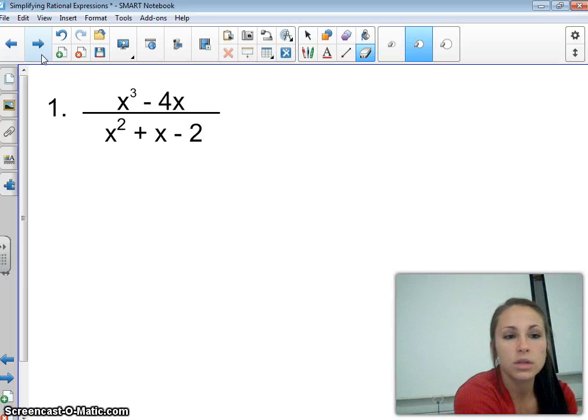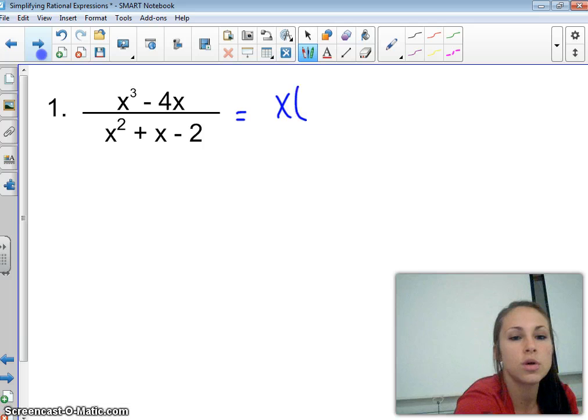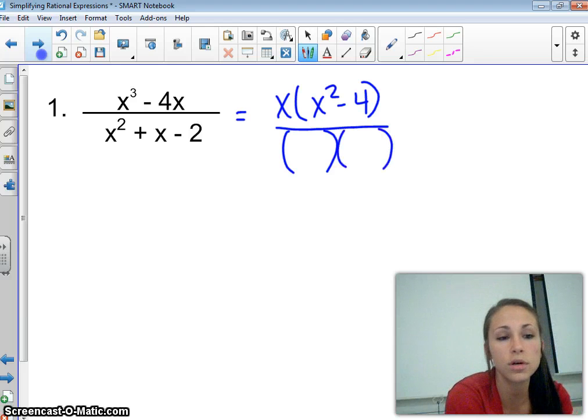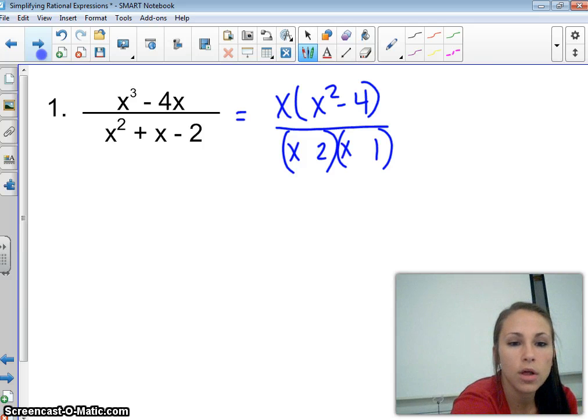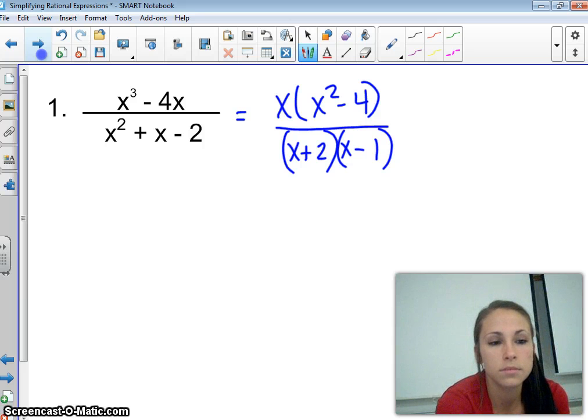So we've got to factor this. In the top, the first thing I'm going to do is factor out a GCF. So I'm going to factor out an x, and that'll leave me with x squared minus 4. If I factor the bottom, I'm just going to backwards FOIL, or factor that out into 2 parentheses. This is going to be x and x, 2 and 1, and then it'll have to be plus and minus.